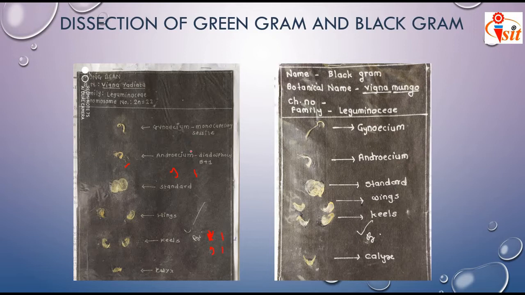So the condition of the androecium is diadelphous, and this one is the gynoecium, which is monocarpellary and sessile. Monocarpellary means we cannot differentiate this gynoecium into ovary, style and stigma. So the gynoecium is a monocarpellary one. In that way you should mount the different parts of your green gram and black gram.